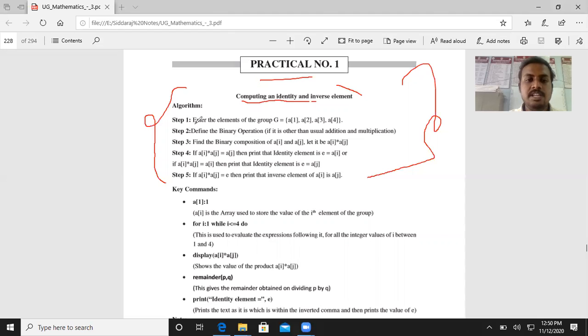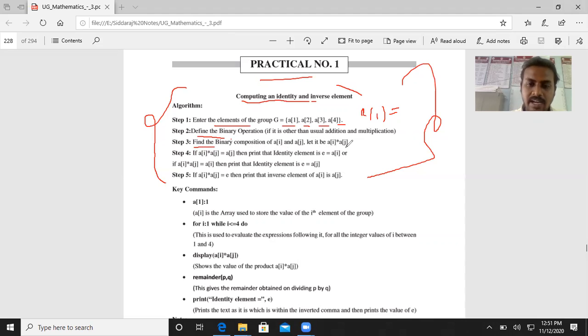In step one, we enter the elements of a group G, we initiate the values of a1, a2, a3 and a4. Here we initiate the values of a1 as 1, 2 or something else. After that, in step 2, we find the binary operation. After that, in the third step, we find the binary operation of ai and aj.